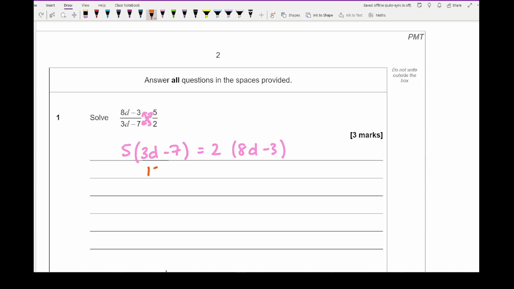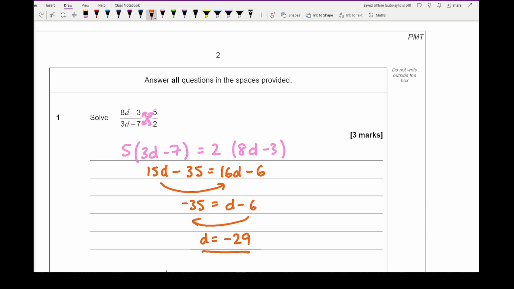So I'm going to get 15d minus 35 equals 16d minus 6. And then if I take the smallest d over to the other side, I'm going to end up with minus 35 equals d minus 6, take the 6 over and end up with d equals minus 29, and there is my value of d.